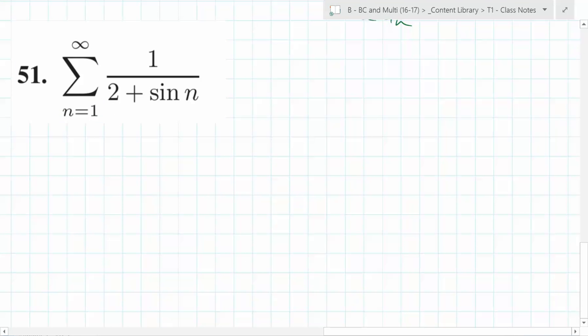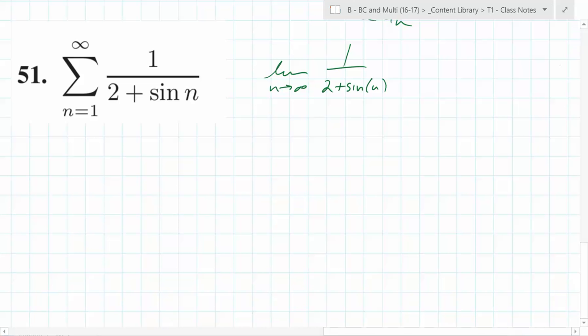What's the first thing you always have to test to see if a series converges or diverges? Does the limit equal 0? As n goes to infinity, you want to test this. If it goes to 0, then it could converge, right? Why do you test this? Because if it doesn't go to 0, then it definitely diverges, right?